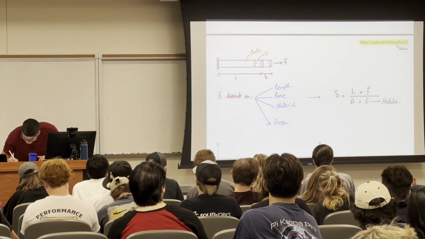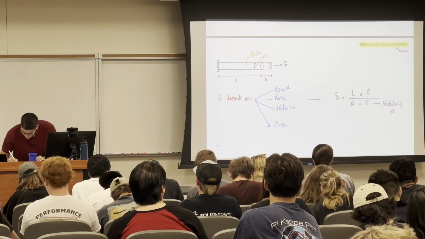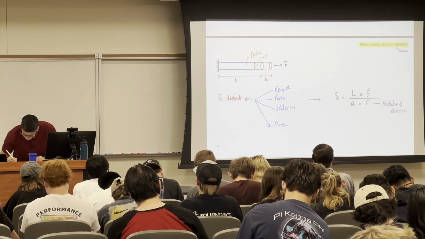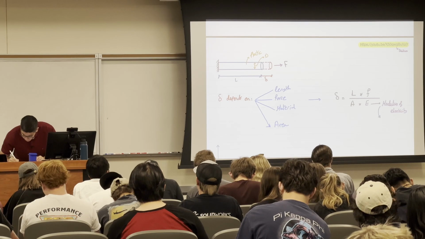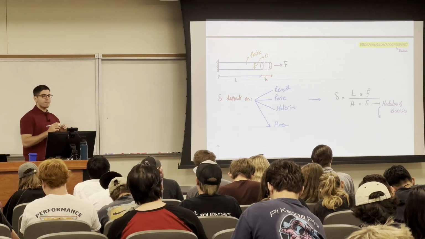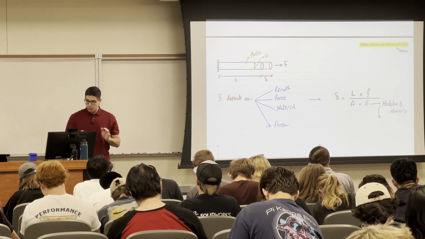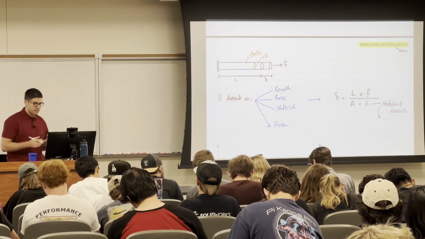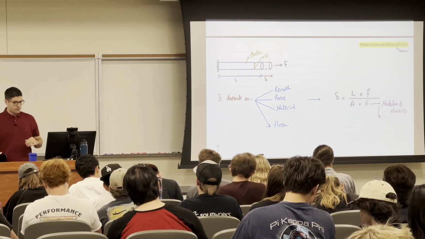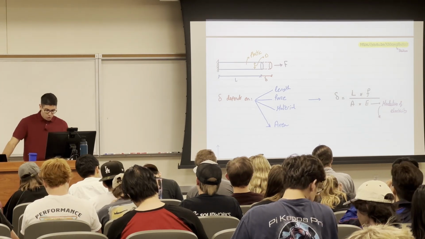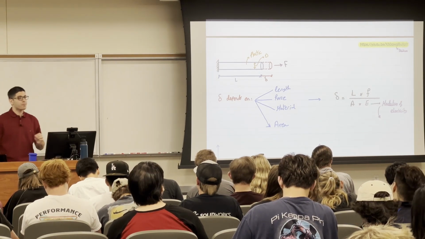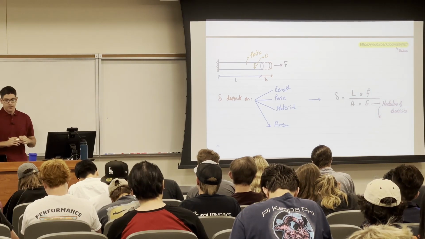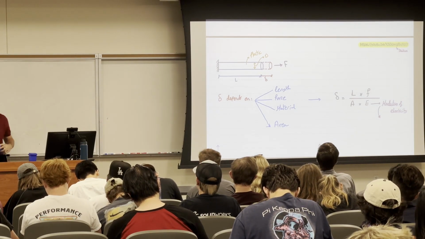So we want to put the material in the form of E, which is something we call, anyone? Correct. Modulus of elasticity. So what does modulus of elasticity mean? Every material has its own modulus of elasticity. And this modulus of elasticity, or we call it Young's modulus, measures the resistance of a material to non-permanent deformation.